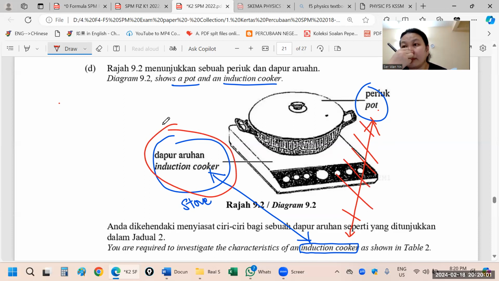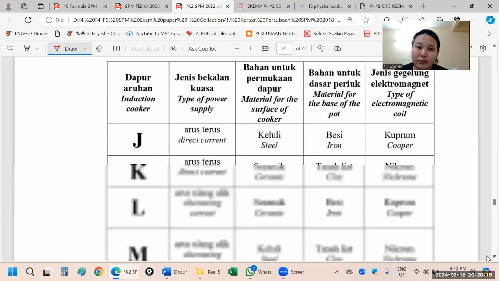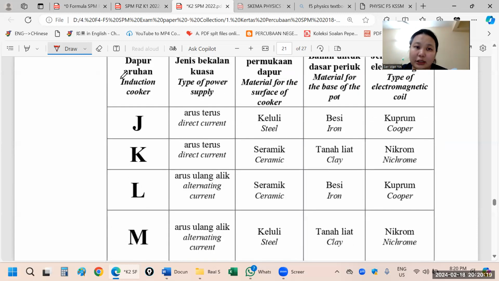So tomorrow, when they show a diagram, if there are two objects, make sure you look at the proper one. The induction cooker is the stove, not the pot. What type of power supply? What do you think, AC or DC? By the way, do you know how induction works? What's the concept of an induction cooker?